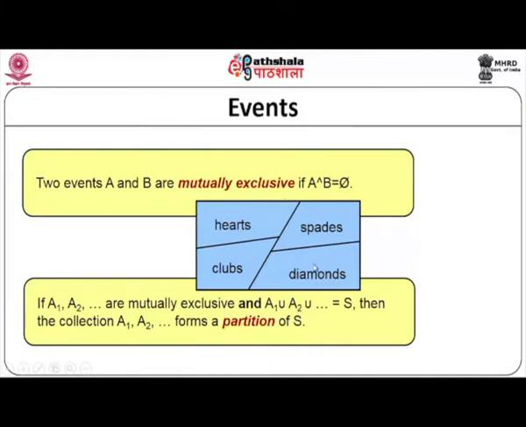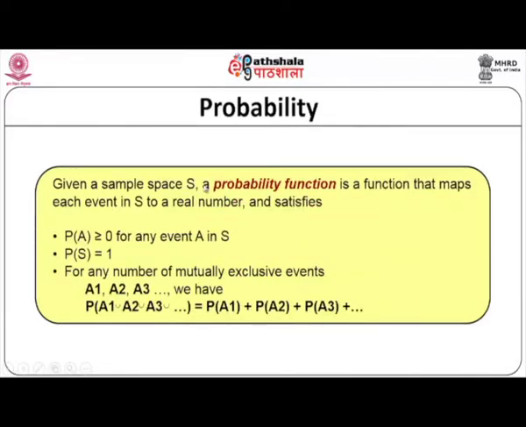So, these partitions actually are part of your original sample space. Now let us define how this sample space may be used for defining probability. Given a sample space S, a probability function may be defined which maps each event to a real number, and this number must satisfy the following: the probability of A must be greater than or equal to 0 for any event A which is part of the sample space S.